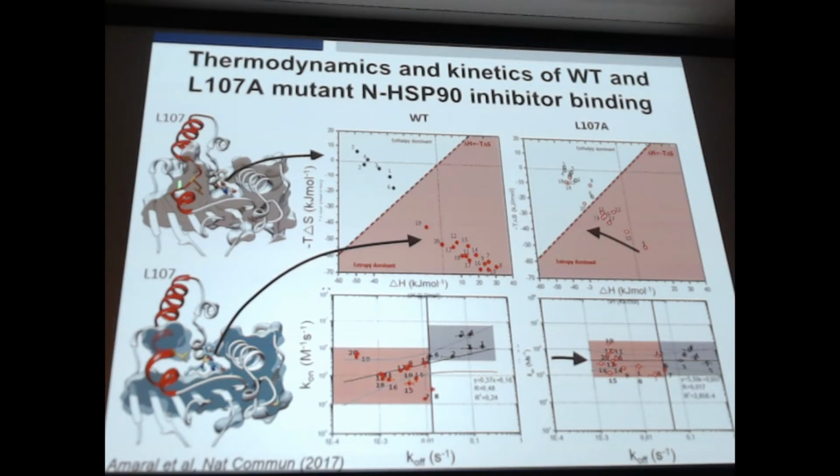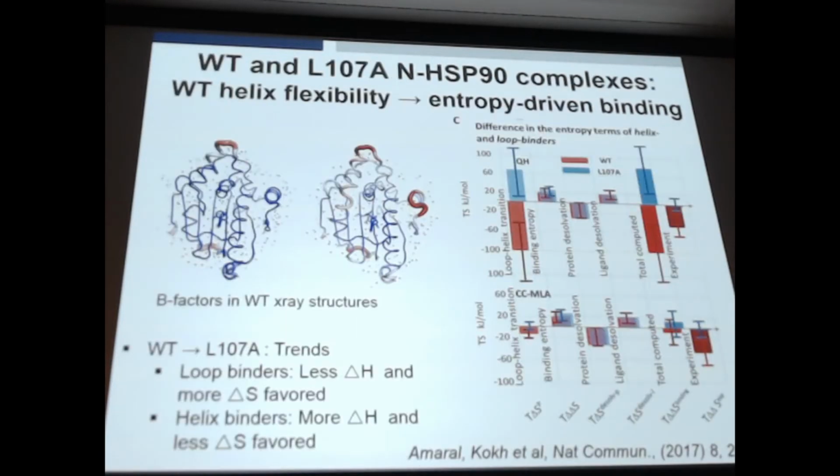So I would say the mutant will become more of a conventional protein target. Can we understand that better? Well, if we look at B factors in the crystal structures of the protein, comparing the looped conformation with the helical one, red indicates higher mobility. We've got more mobility in the helical form, hinting that the helix dynamics is important for this entropically driven binding.